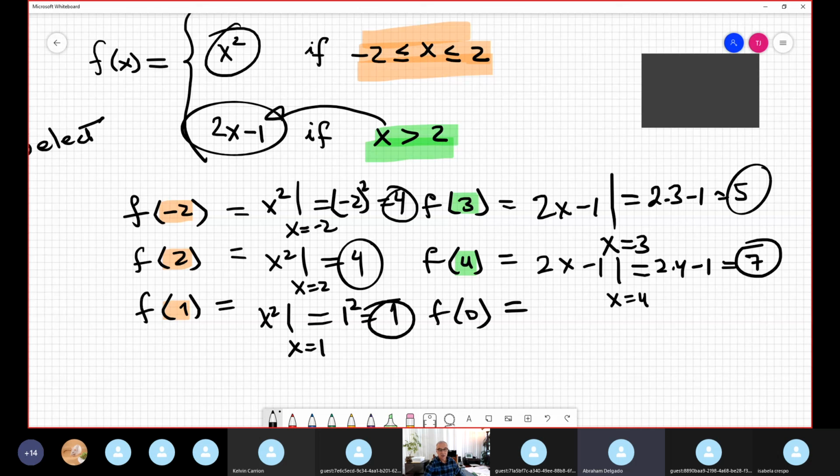0 belongs to this interval. Okay, now 0. So I select this expression. Is x squared at x equals 0. 0 squared is 0. Boom. Final answer. Do you get the idea?